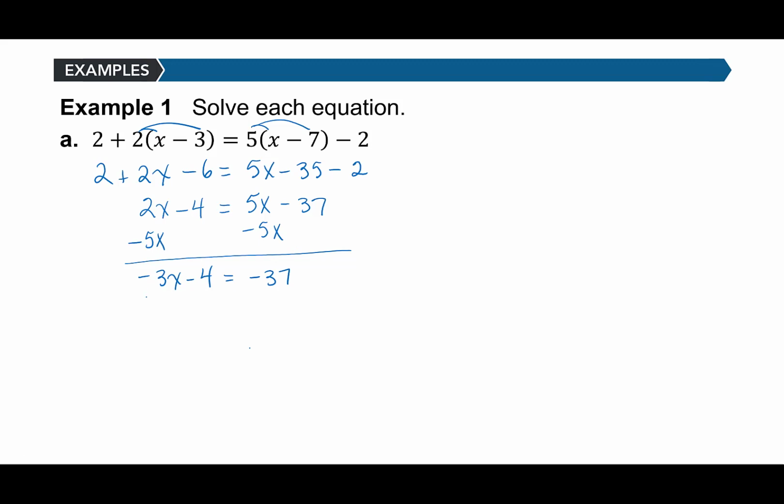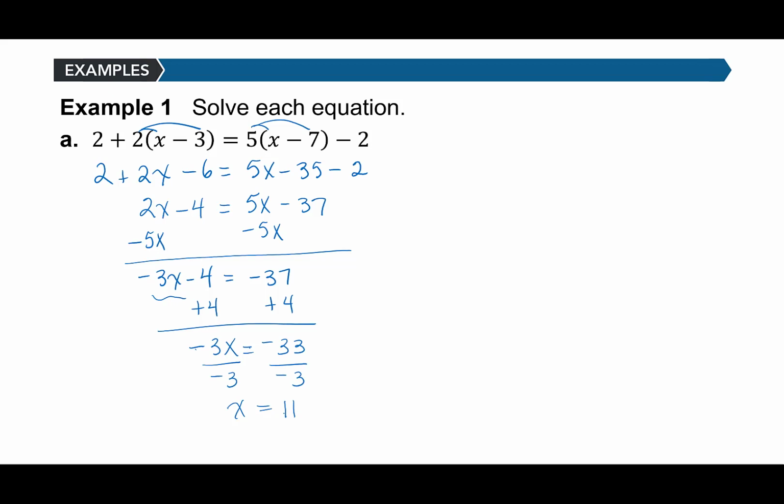So now to solve, I need to get the x term by itself, means I need to remove that negative 4. So to remove negative 4, I can add 4, and I'm doing the opposite. So I get negative 3x on the left is equal to negative 37 plus 4 is negative 33. And now to solve for x, you have to be careful here. Notice that x is multiplied by negative 3. So to remove it, I need to divide each side by negative 3. And therefore, x is equal to negative divided by negative is a positive 11.